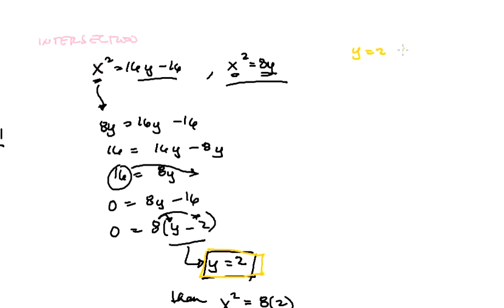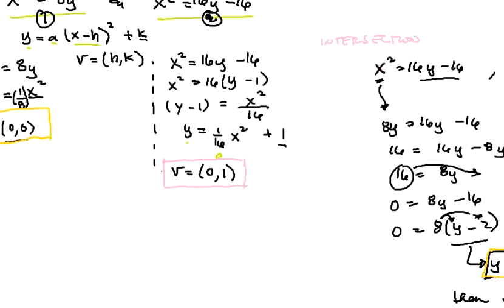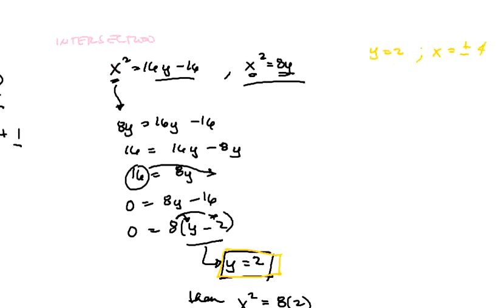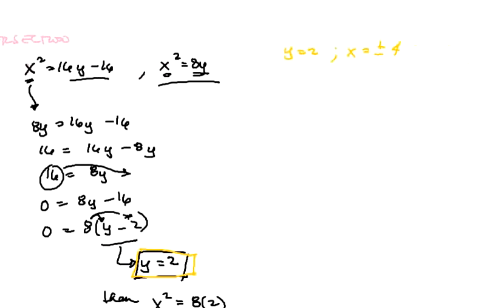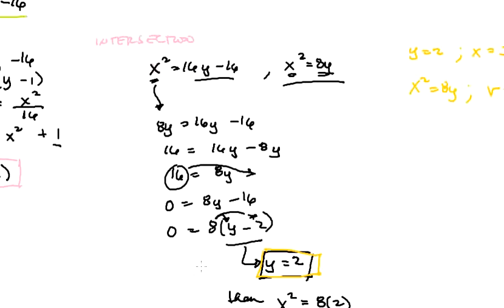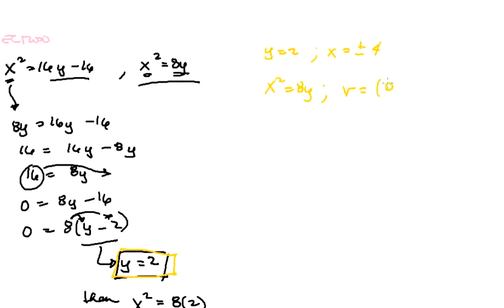If y is equal to 2, then our x is equal to positive and negative 4, as well as on our vertex 0, 0, and 0, 1. So for x squared is equal to 8y, our vertex is at coordinate 0, 0, and for x squared is equal to 16y minus 16, our vertex is at 0, 1, right?